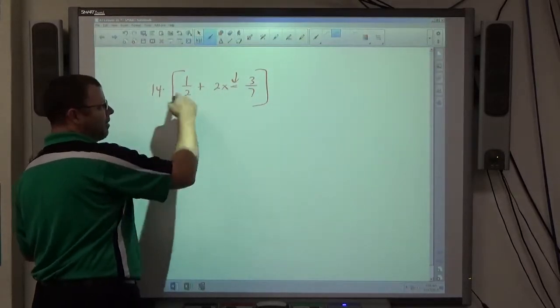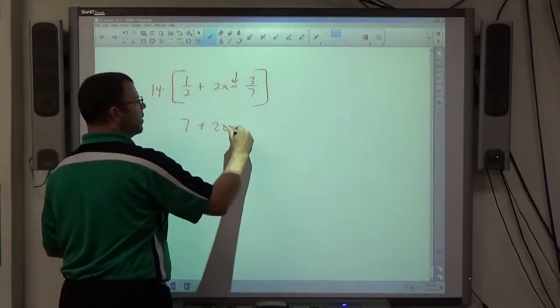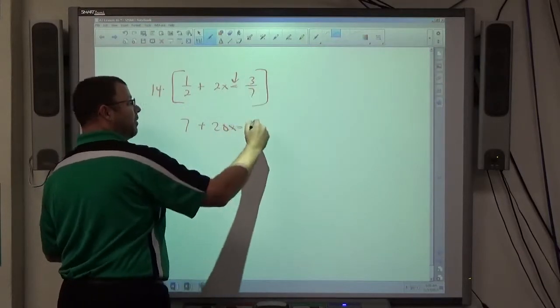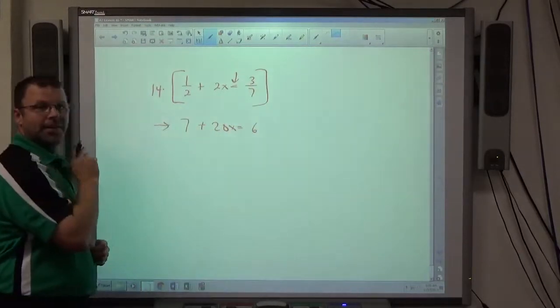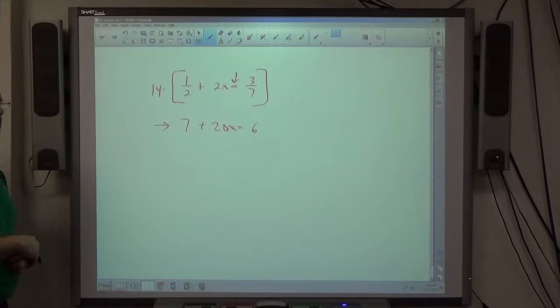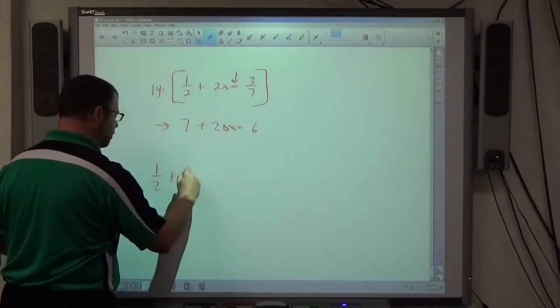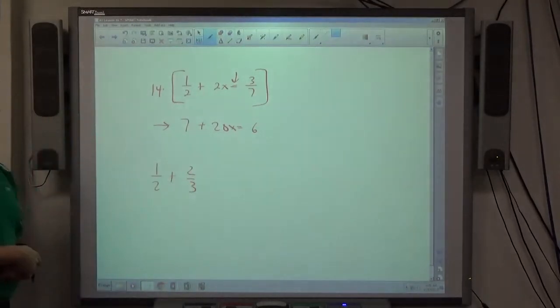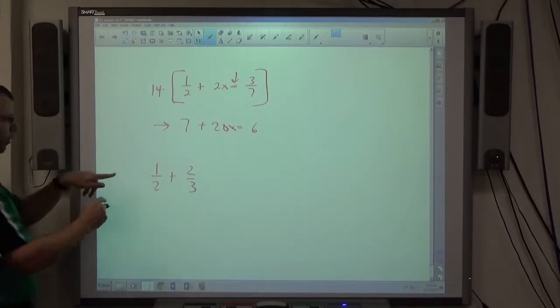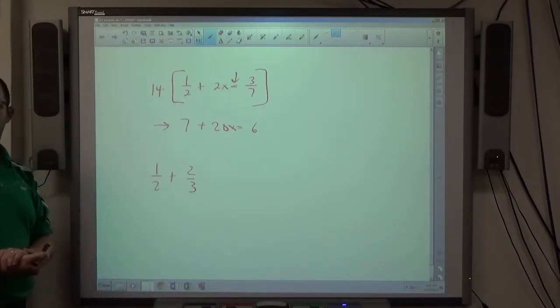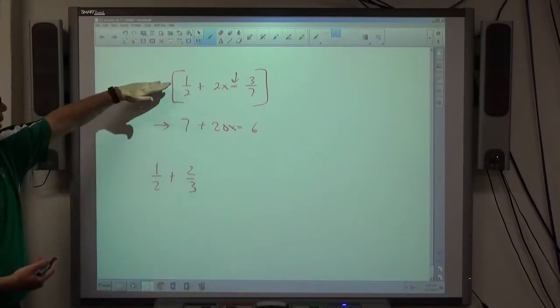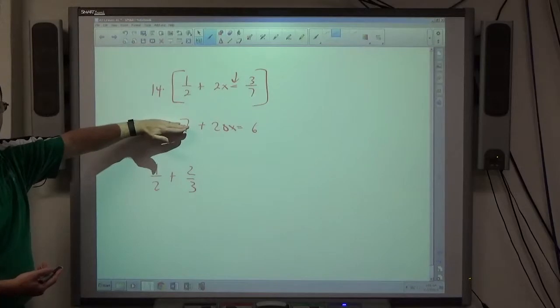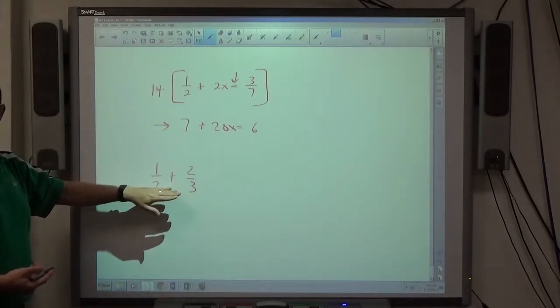14 times 1/2 is 7, 14 times 2x is 28x. 14 divided by 7 is 2 times 3 is 6. That's an equivalent equation. That's legal. If I've got 1/2 plus 2/3, I have to get a common denominator and add them up. There's no equal sign. There's no way to get rid of fractions in an addition or subtraction of fractions problem. So if you do this times 6, you've created a different answer, a different number, where here you've created a new equation that has the same answer. Multiplying this by 6 would create a different problem, which is not correct.